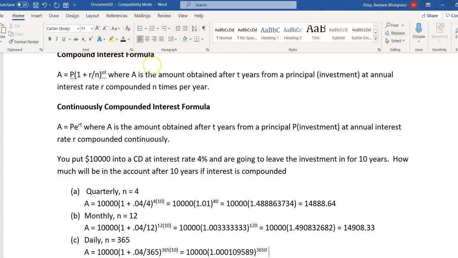And I end up getting 10,000 times 1.49179203. And then when I multiply that out and round, I'm going to get $14,917.92.